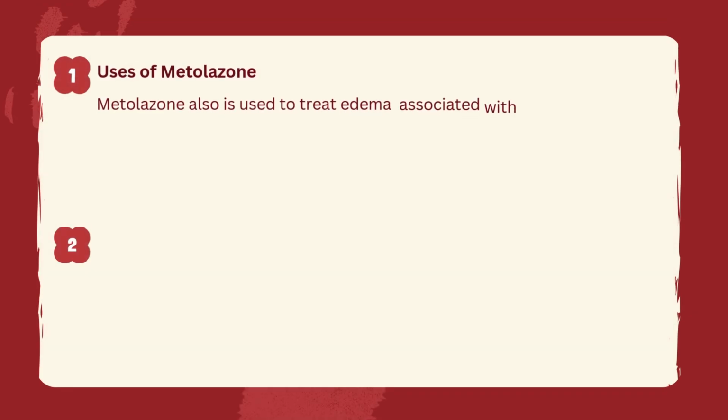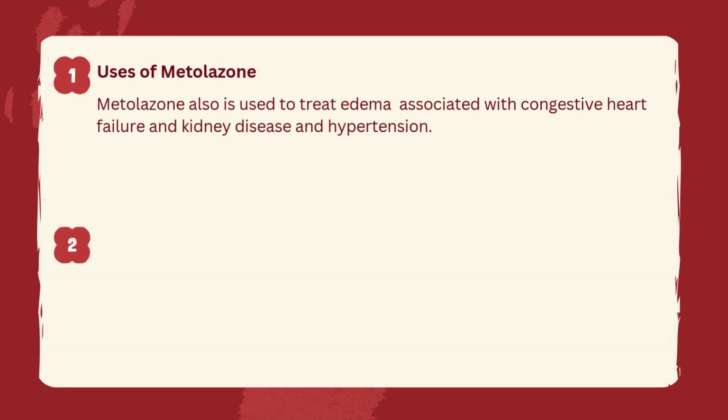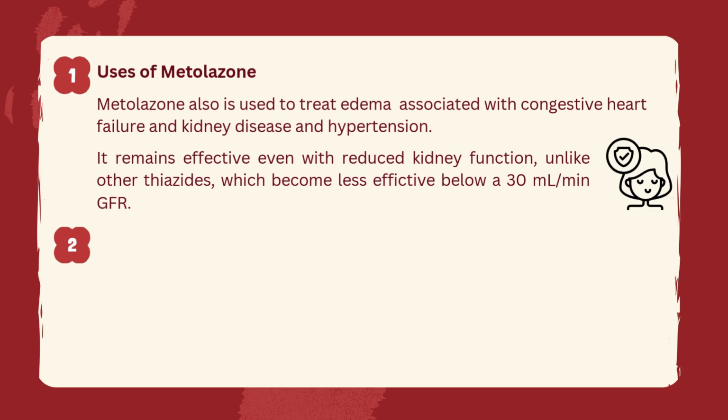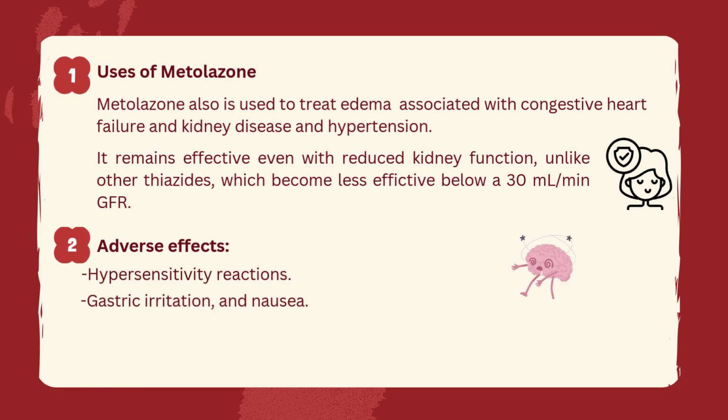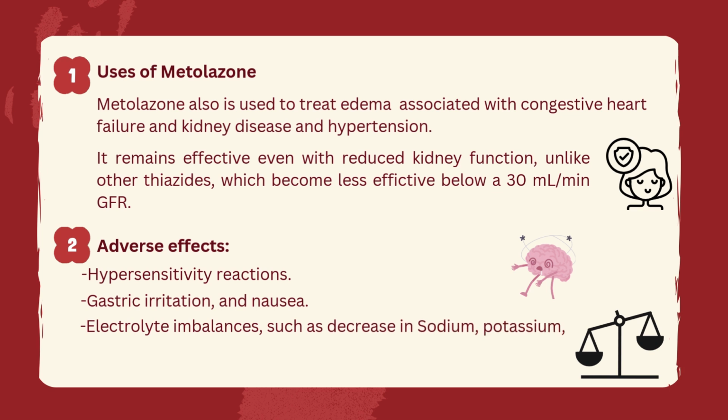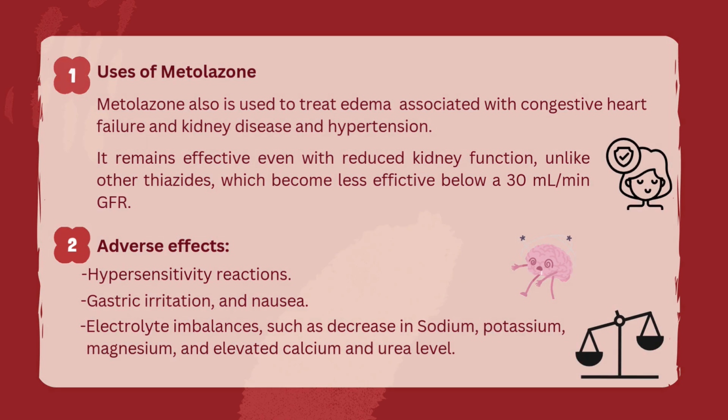Metolazone is primarily used to treat edema associated with congestive heart failure, kidney diseases, and hypertension. It remains effective even with reduced kidney function, unlike other thiazides, which become less effective below a 30 ml per minute glomerular filtration rate. It has also been found to exert a number of adverse effects including hypersensitivity reactions, gastric irritation and nausea, and electrolyte imbalances, such as decrease in sodium, potassium, and magnesium, and elevated calcium and urea levels.